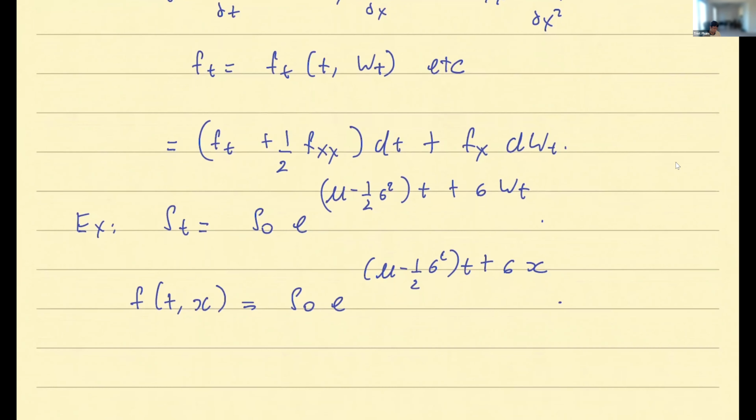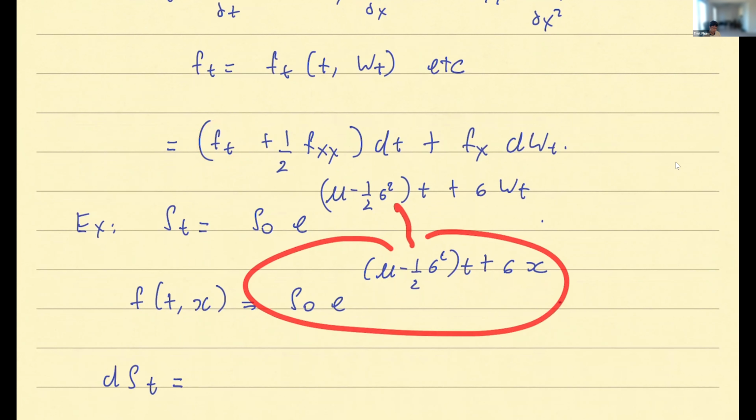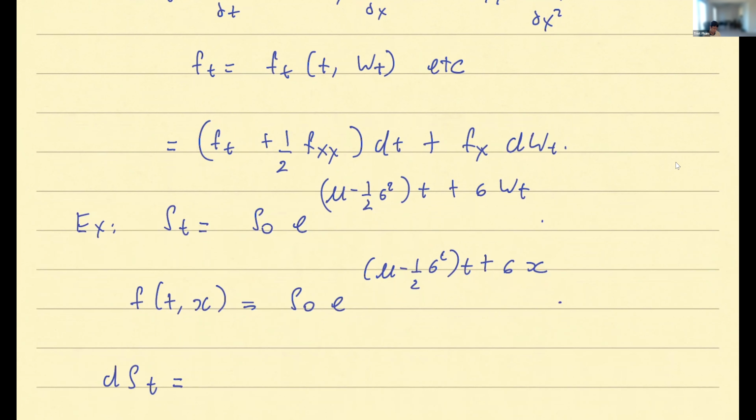So what's df or dS? Well, if you differentiate this function with respect to t, that's f sub t, then you basically get this function back times this. So you get mu minus 1/2 sigma squared times S. This is f sub t.